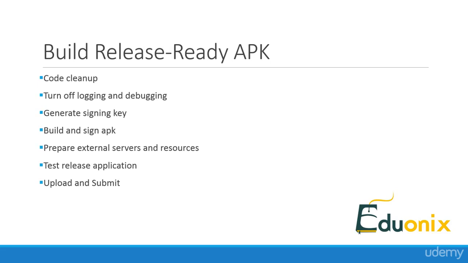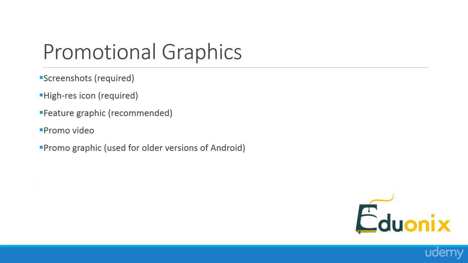Finally, once you have completed verifying and building the release-ready APK, you can upload it and submit it to the Google Play portal for distribution. By adding screenshots and video that showcase your application's features and functionality to your application store listing page, you can help your application attract new users on Google Play.